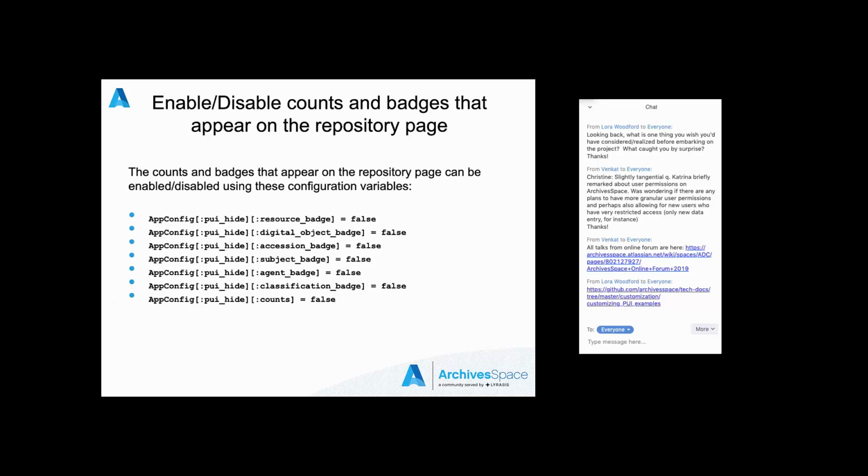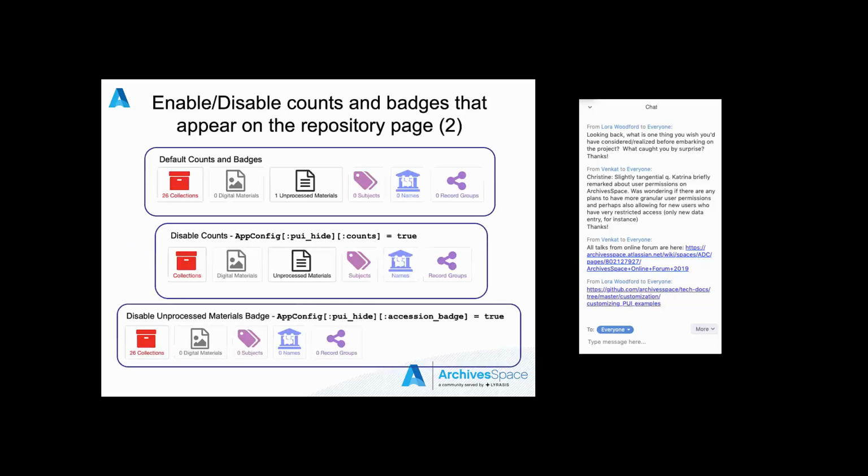So to enable and disable the counts and badges that appear on the repository page, it's going to look a lot like what I just talked about. There's the PUI hide, and that is the section that's used to hide or display things on the PUI. There's several badges, and out of the box, they're all set. The hide functionality is set to be false. So if you wanted to, let me show you some examples.